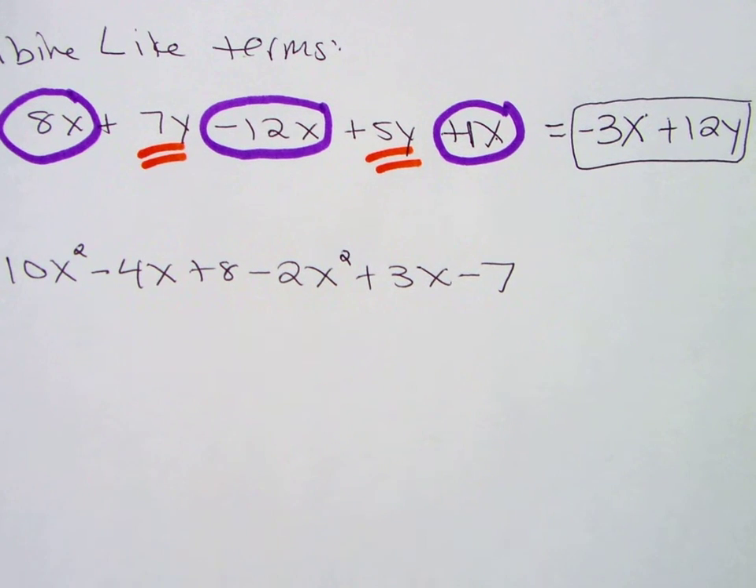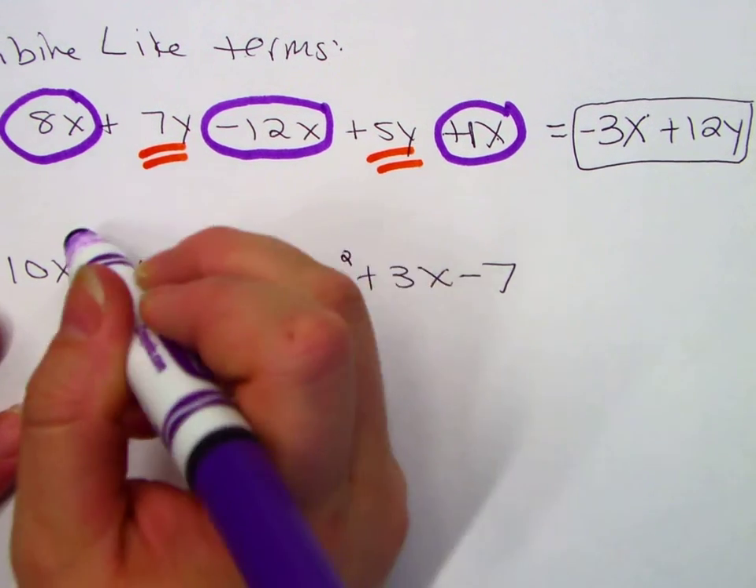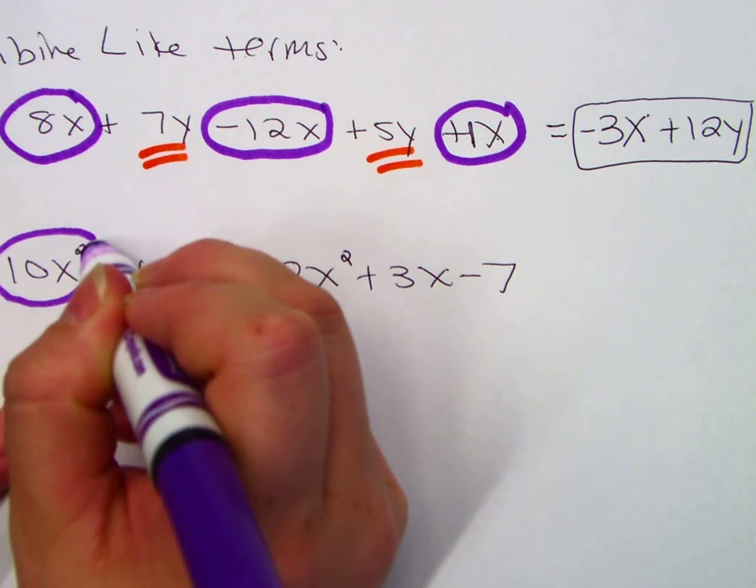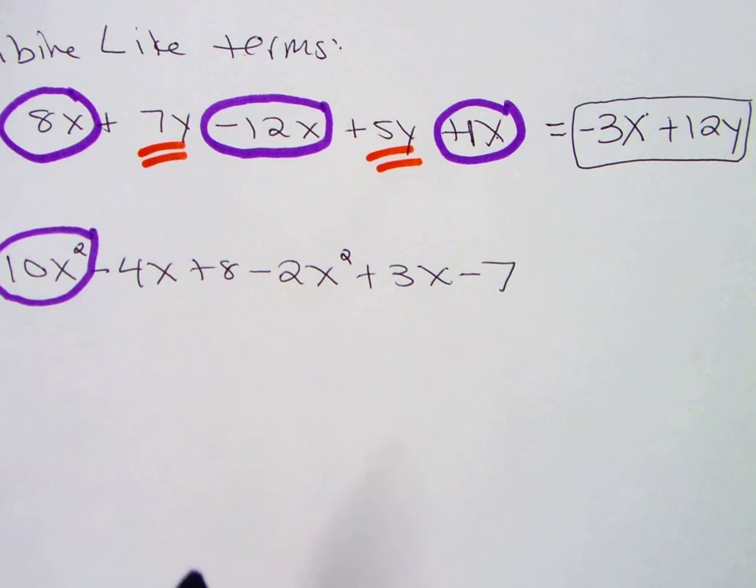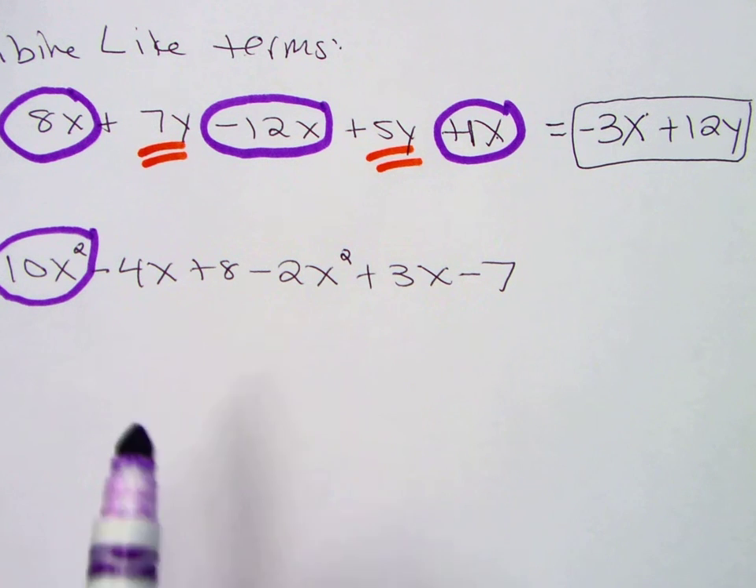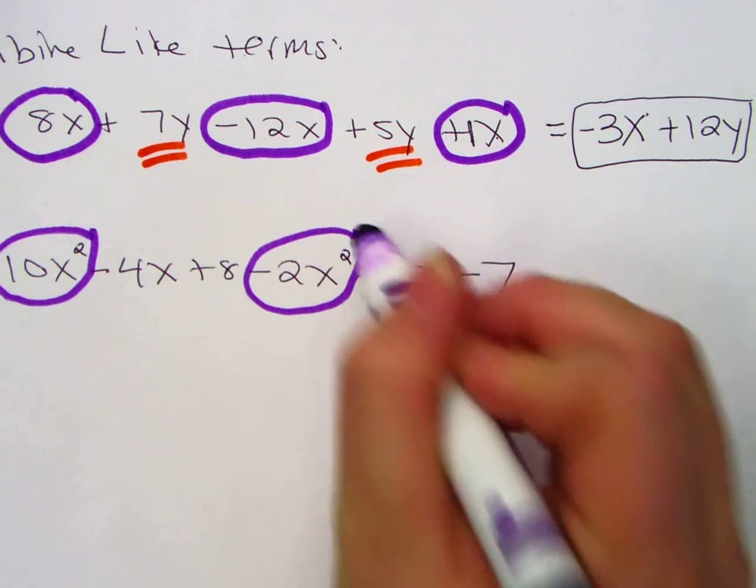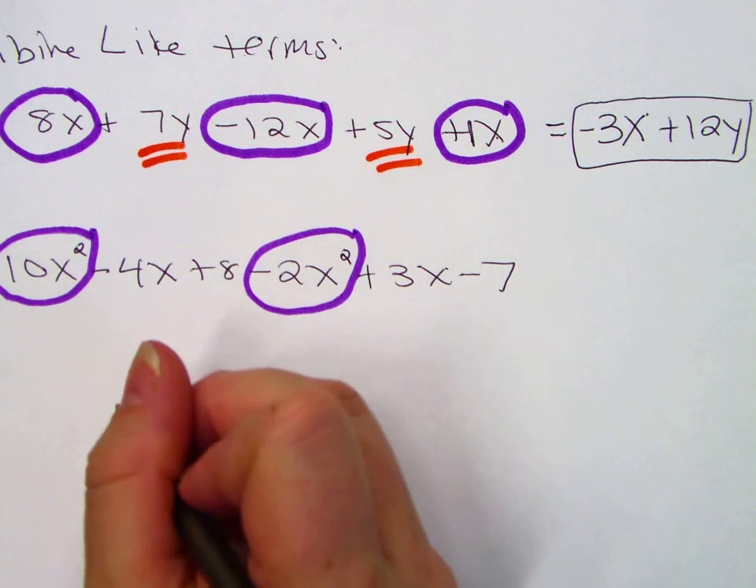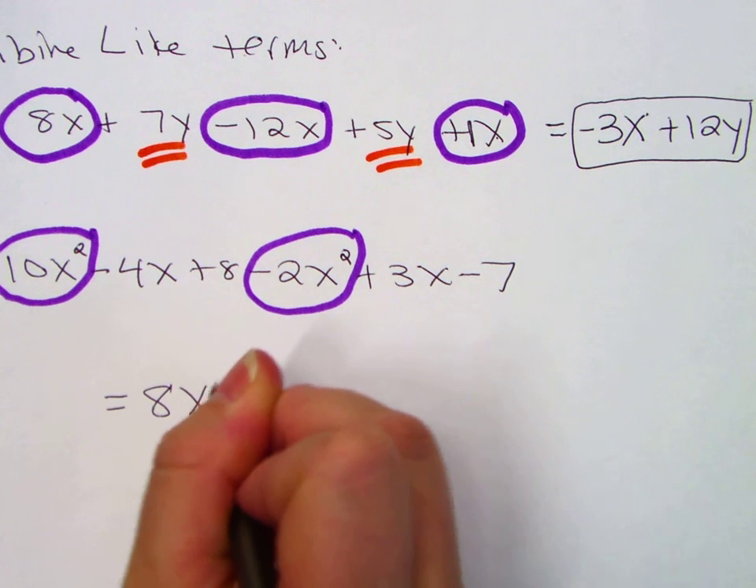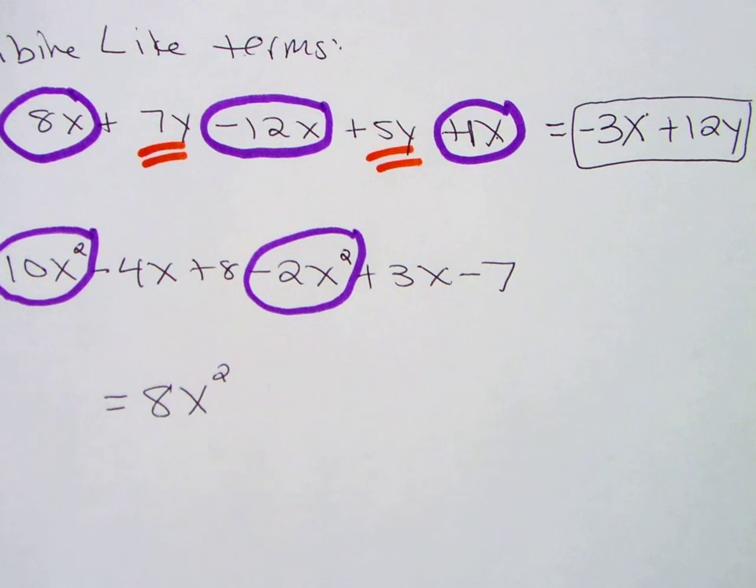All right, so what can go together here? We have 10x squared. Can I put that with that 4x? No. Think about when we were factoring. We did not put that stuff together. We need another x squared. Is there another x squared? Negative 2x squared. What's that give you? 10 minus 2 is 8. The x squared stays the same.